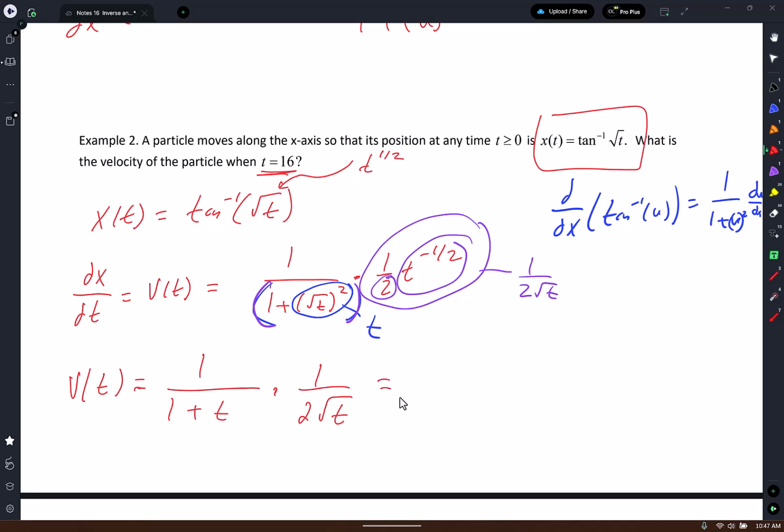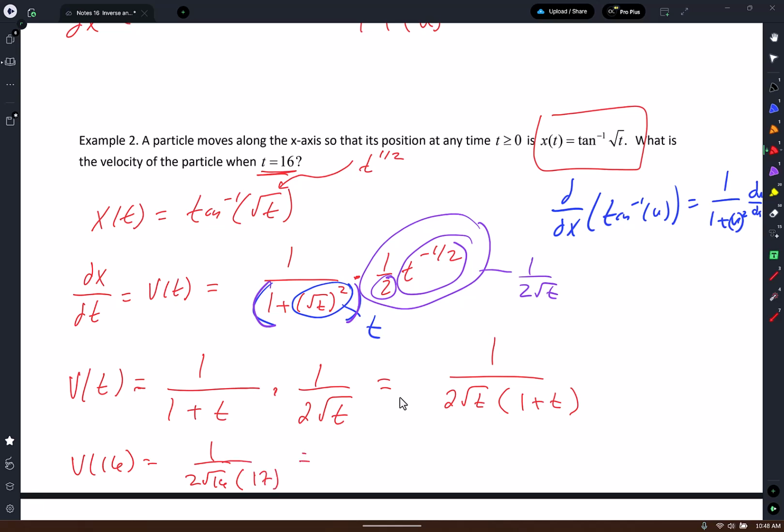When I combine them, 1 over 2 square root of t, open parenthesis, 1 plus t, close it. Remember, that square root of t was being squared, so it turns to t. Right now we'll check it with a calculator just in case, but I'm pretty confident that it's correct. Are we still okay? v of 16 is 1 over 2 square root of 16 times, what's 16 plus 1?